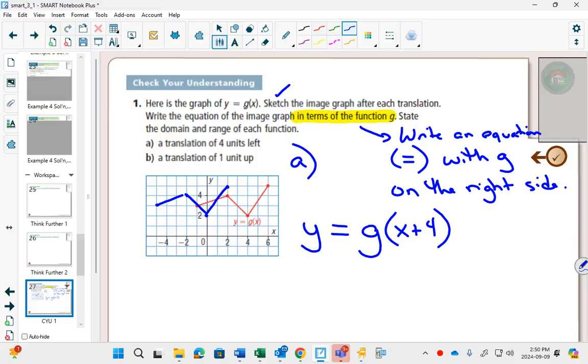The question also asked for the domain and range. So again, what you didn't see me do, because you know how you can read without saying things out loud? I just reread the question again because I thought, oh, I finished something.